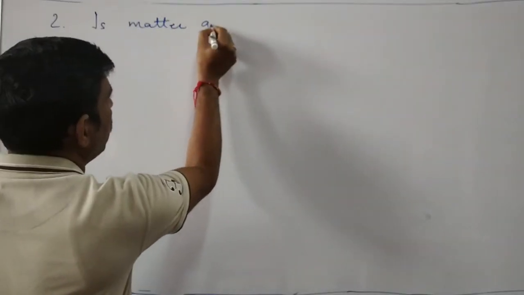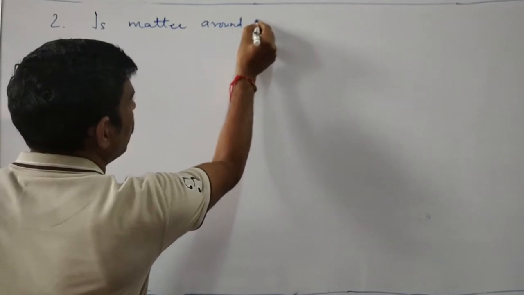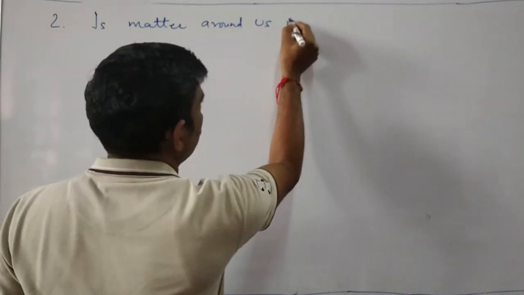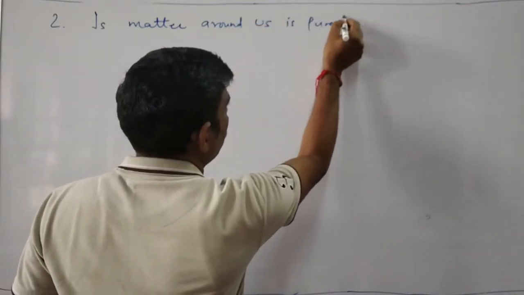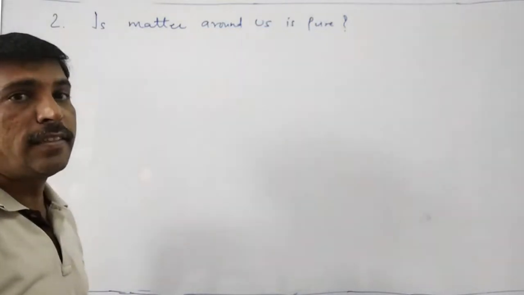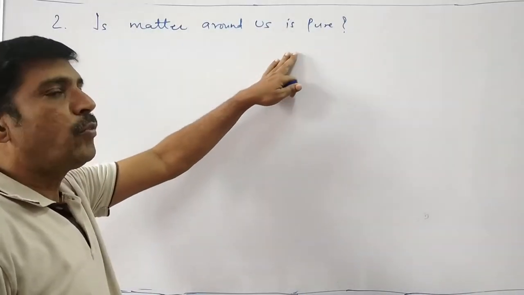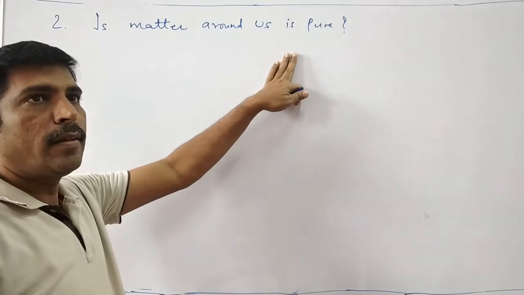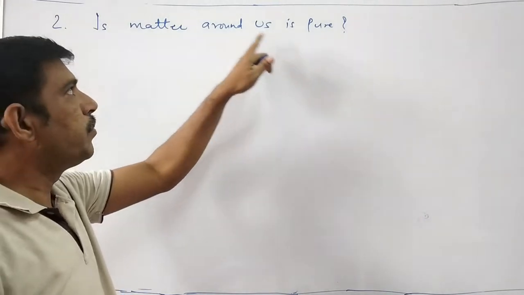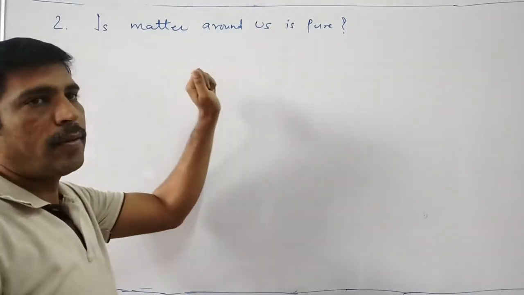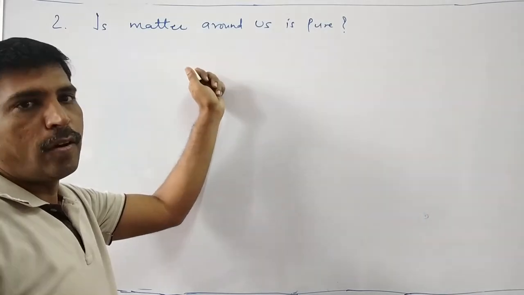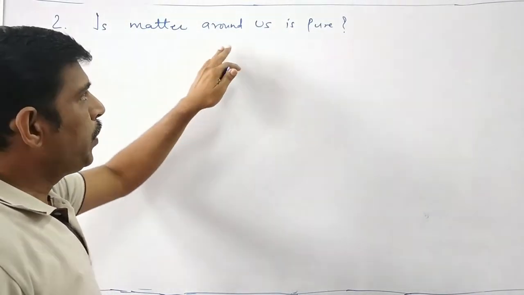Today we are going to deal with our second chapter, that is, Is Matter Around Us Pure? This matter around us is pure, with a question mark. That means we have to decide whether the matter present in our surrounding is pure or not.